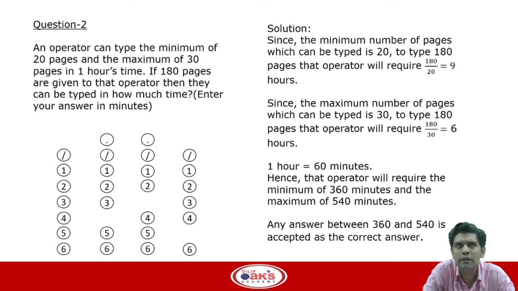So first of all, since an operator can type a minimum of 20 pages, in order to type 180 pages, he will require 180 upon 20, which is equal to 9 hours. On the other hand, if that operator types the maximum of 30 pages per hour, then to type 180 pages, the operator will require 180 upon 30, which is 6 hours. So broadly we have solved this problem, indicating that the operator will require a minimum of 6 hours and a maximum of 9 hours to complete this job.